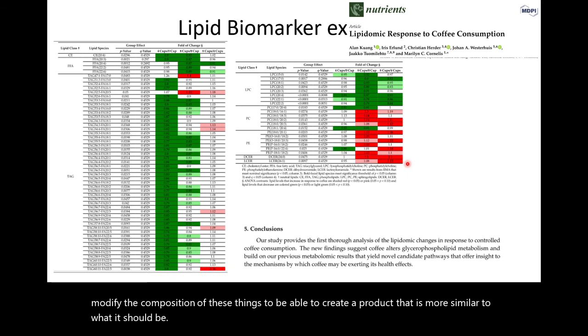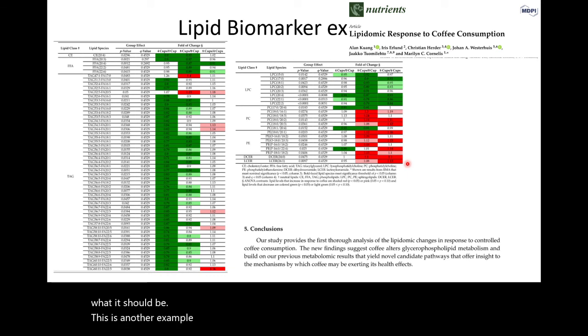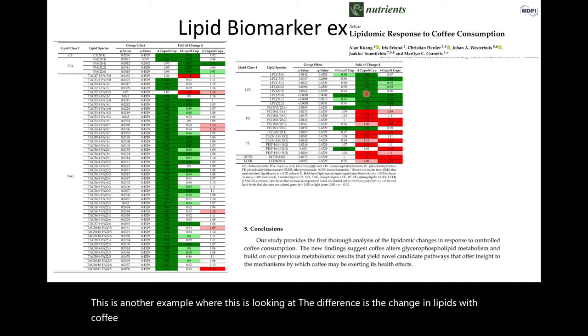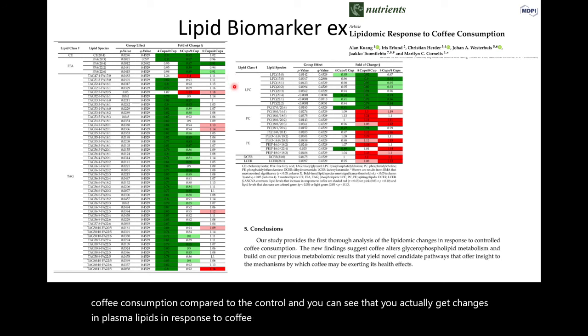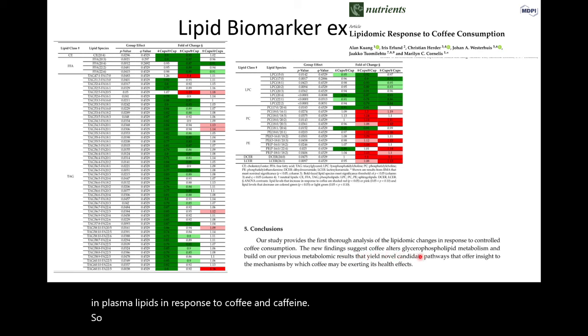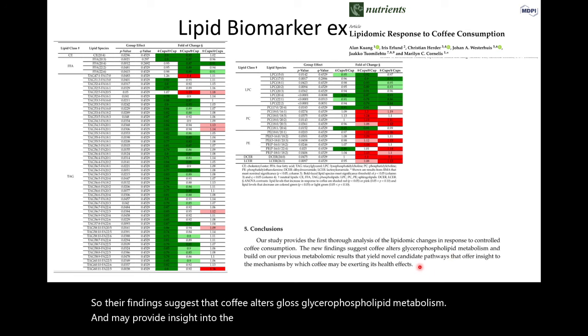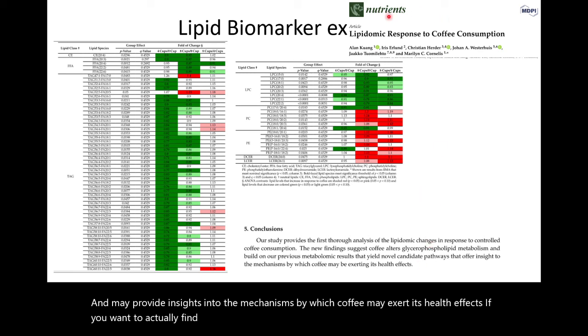This is another example, looking at the change in lipids with coffee consumption compared to the control. And you can see that you actually get changes in plasma lipids in response to coffee and caffeine. So their findings suggest that coffee alters glycerophospholipid metabolism and may provide insights into the mechanisms by which coffee may exert its health effects. If you want to actually find out what those health effects were, go and hunt down the paper.